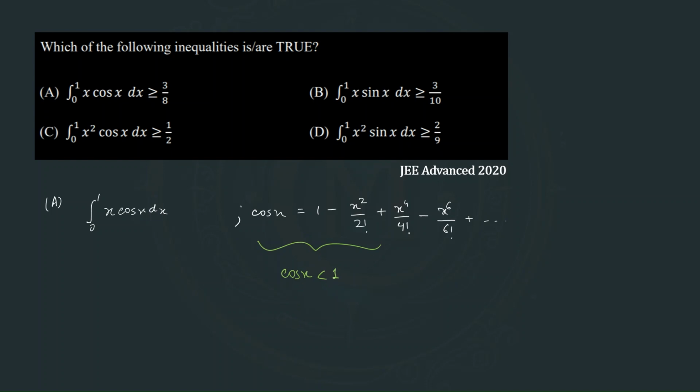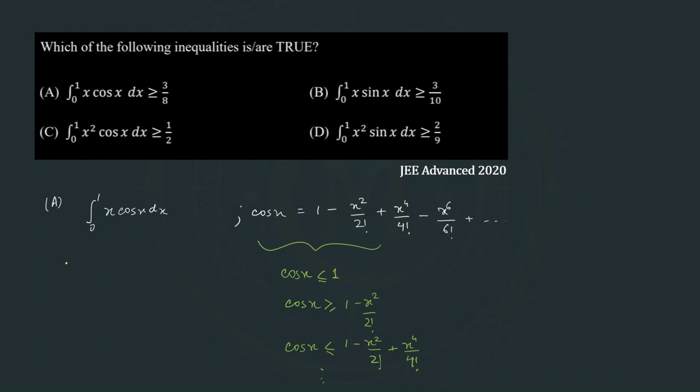So cos x should be less than 1, and this is absolutely true for x not equal to 0. So if we include the case x equal to 0, we will say cos x should be less than or equal to 1. Similarly, we can say that cos x should be greater than or equal to 1 minus x square by 2 factorial. Similarly, from here we can further say cos x should be less than or equal to 1 minus x square by 2 factorial plus x to the power 4 divided by 4 factorial, and similarly we can derive further inequalities. Now how to apply these inequalities to establish this inequality here?